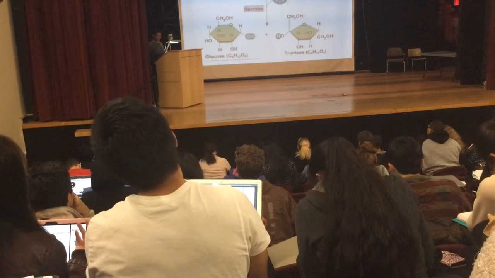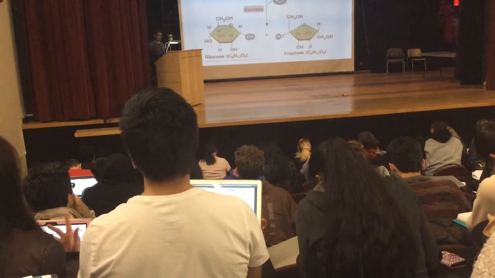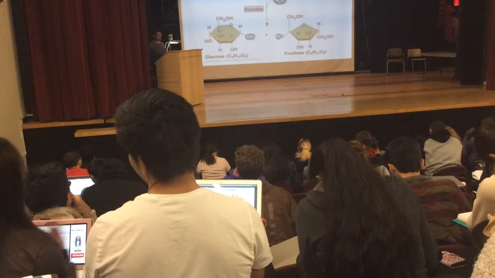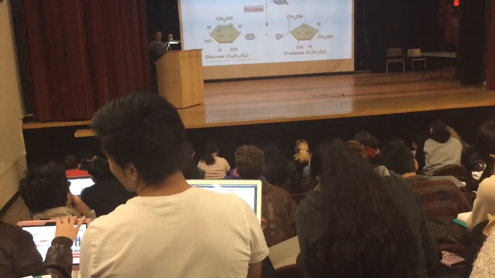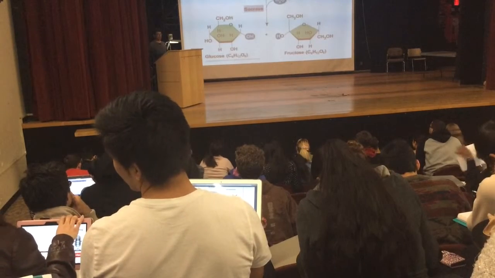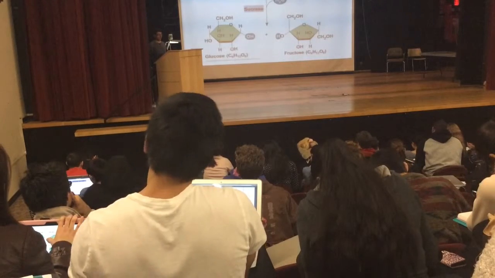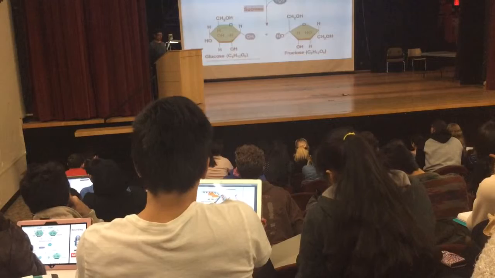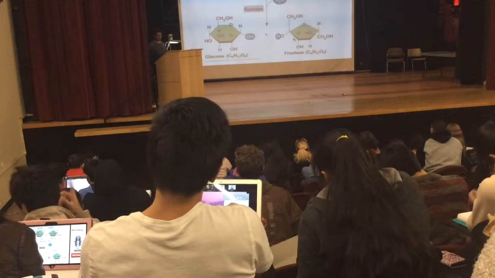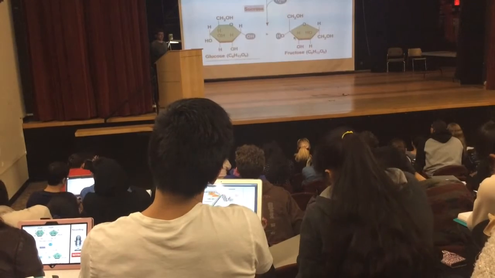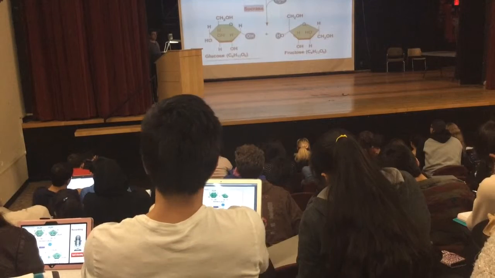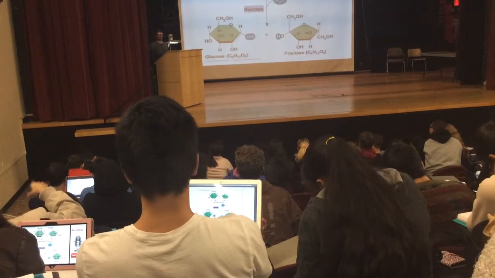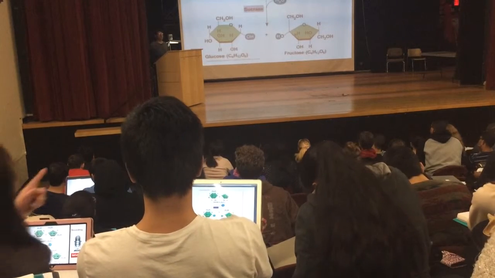So here's sucrose. It's a disaccharide. It has a glucose and a fructose joined together. And it's a hydrolysis reaction, so you're adding a water molecule to break this covalent bond here. And so you're going to reform the glucose and the fructose. Would you expect this to be spontaneous or non-spontaneous?